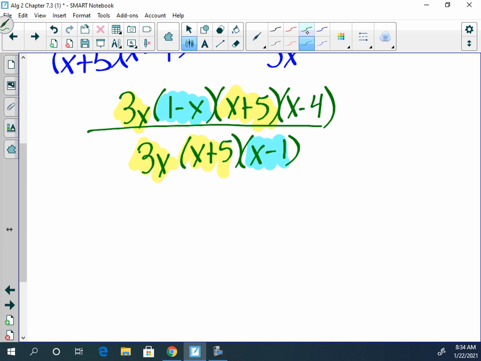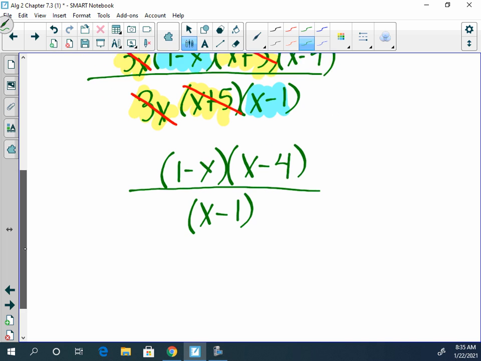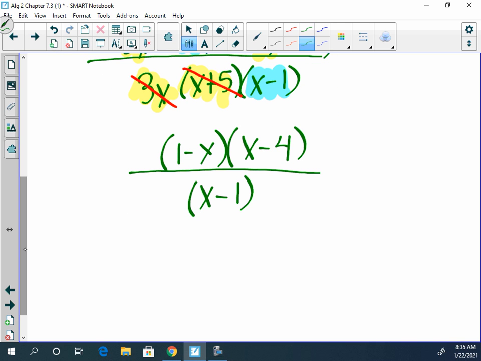But the one thing we can say for sure is that the 3x and 3x will cancel. The x plus 5 and x plus 5 will cancel out. So it leaves us with 1 minus x times x minus 4 over x minus 1. Any questions on this here?